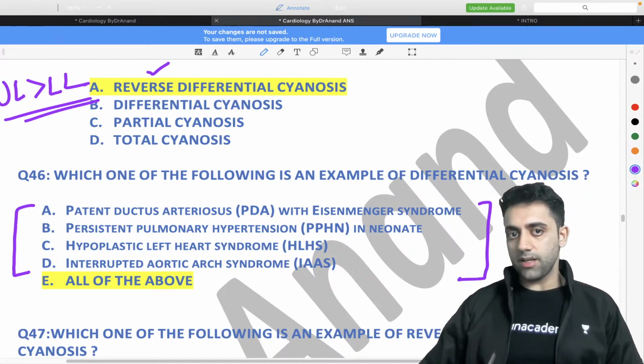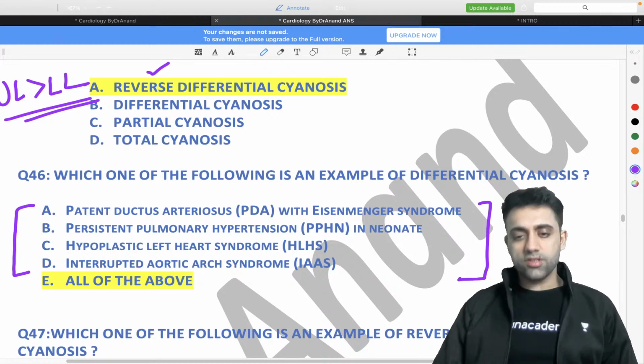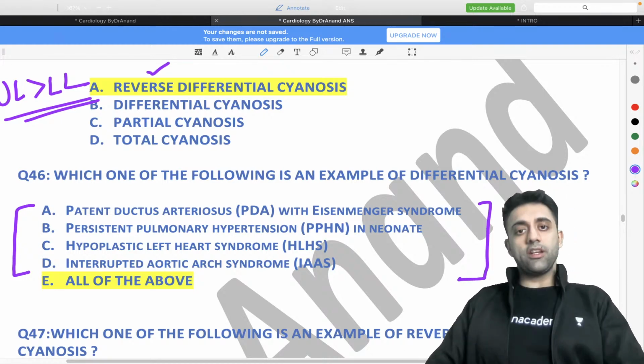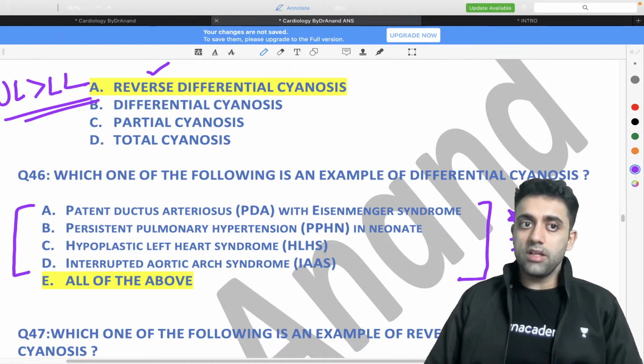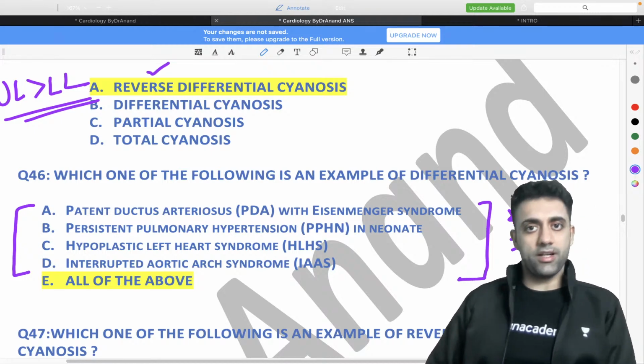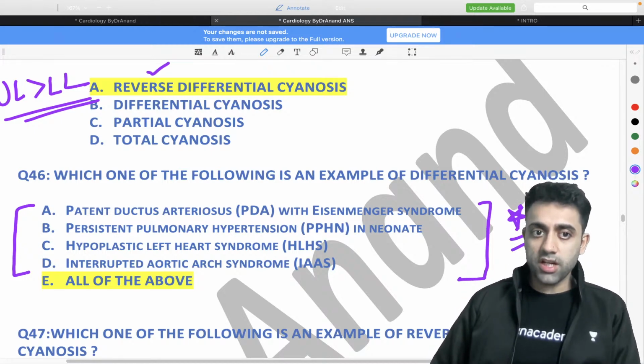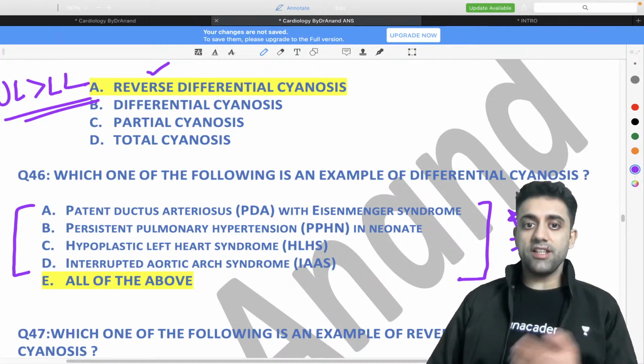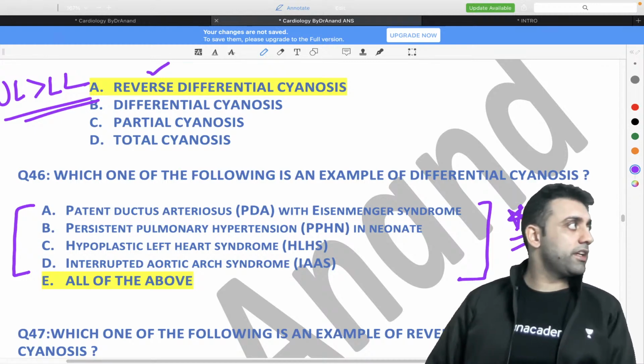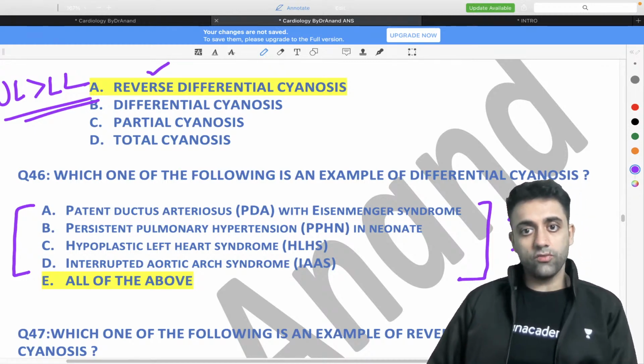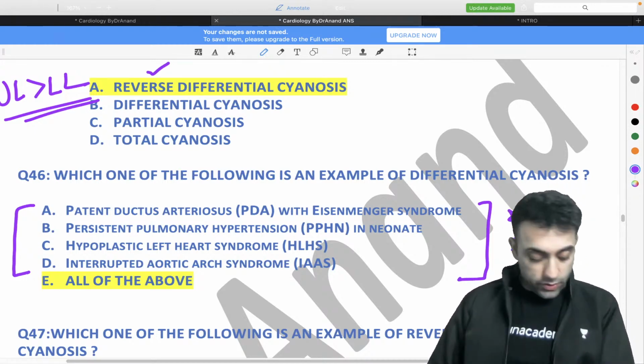We will talk about it in some class, but right now for notes, just write that differential cyanosis, when the lower limbs are more blue than the upper limbs, you see in multiple conditions, not just PDA with reversal of shunt, but also PPHN, HLHS, and interrupted aortic heart syndrome. All these conditions you will see differential cyanosis.